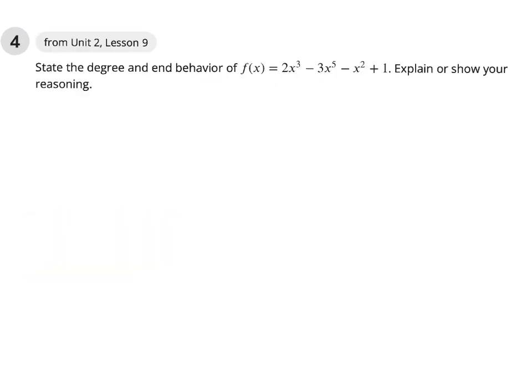Okay, so let's take a look at this one. State the degree and end behavior. The end behavior is decided by the leading term. The leading term has the highest exponent. 2x cubed, even though it's first, is not the leading term. The leading term has the highest exponent. x to the 5th is the leading term: -3x to the 5th.